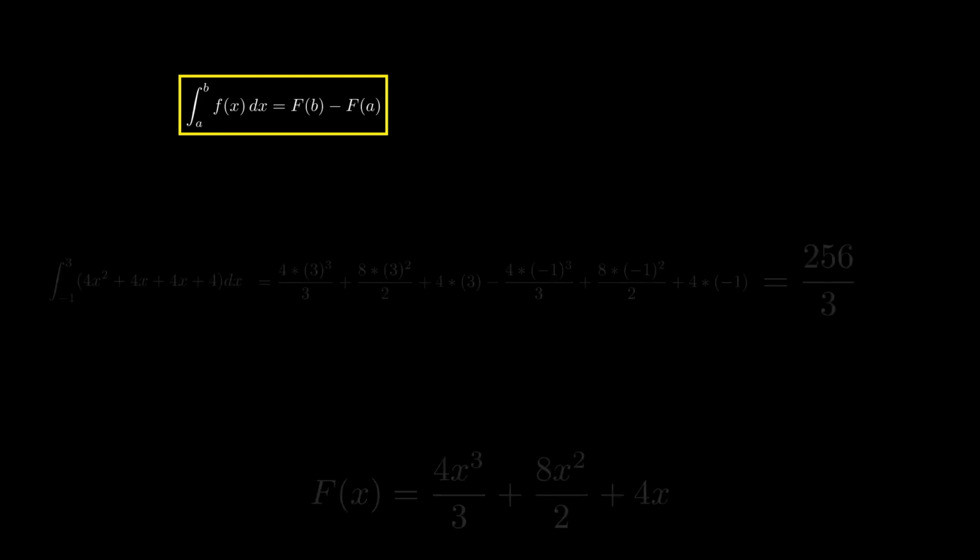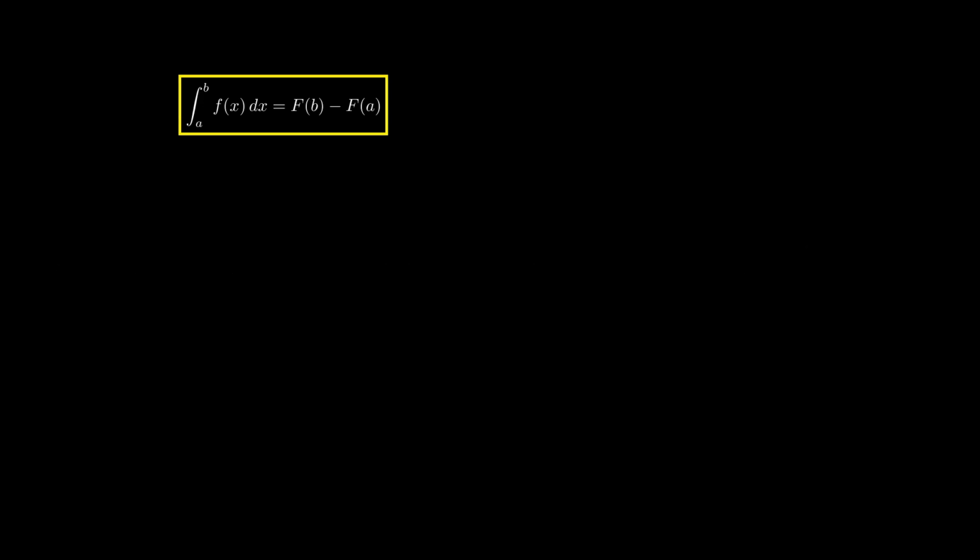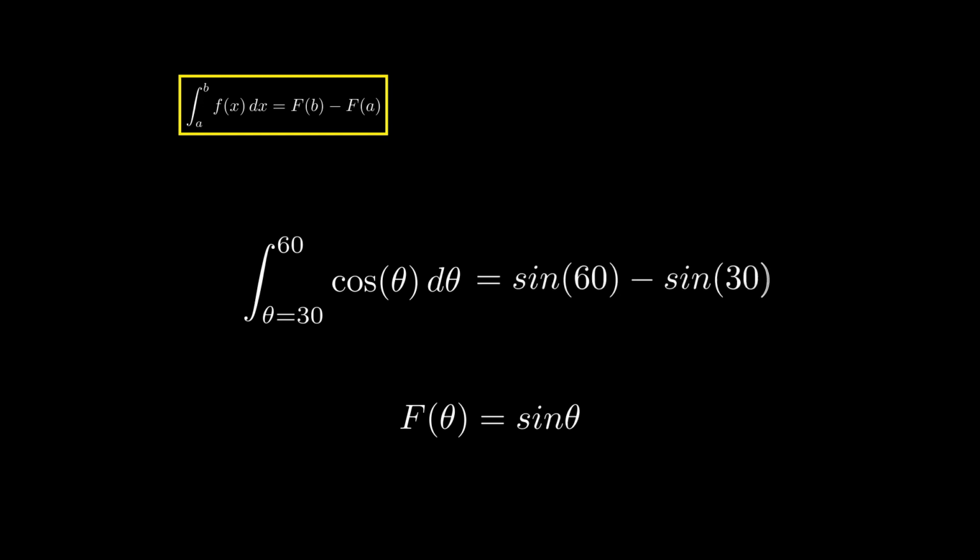Alright, one last integral. So here we have cosine of theta. The derivative of sine is equal to cosine, so the antiderivative of cosine is sine. If we now plug in the limits, we get the square root of 3 divided by 2 minus 1/2, which is approximately 0.4. If you want to know how I converted the sine 60 and sine 30 into numbers, then you can just watch my video about trig functions.